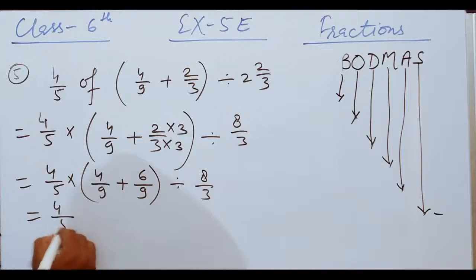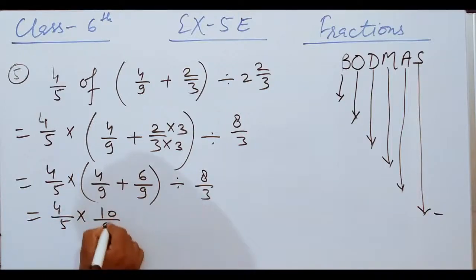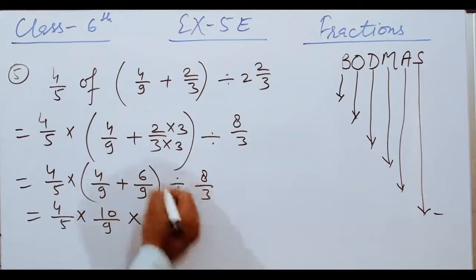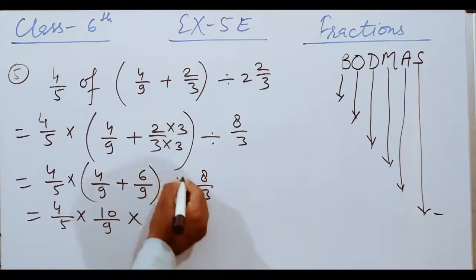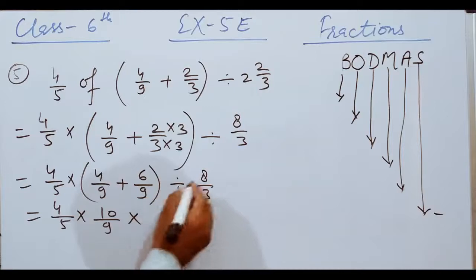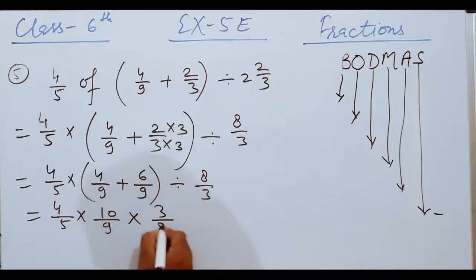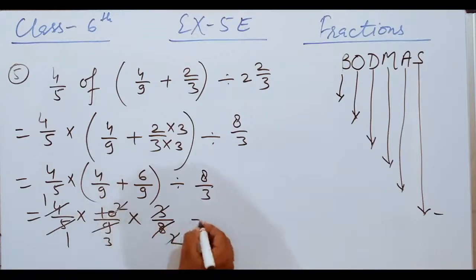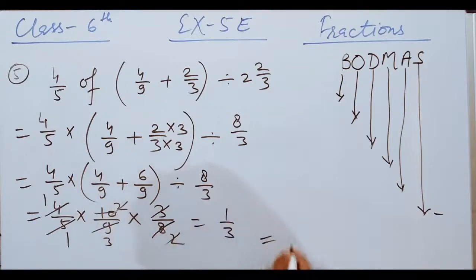So 4 upon 5 into 10 upon 9. When we convert the sign of division into the sign of multiplication, then we will write the reciprocal of this. 4 1s are 4, 2s are, 3 1s are 3, 3s are, 5 1s are 5, 2s are, 2 1s are 2. Then it is 1 upon 3. This is the answer, dear students.